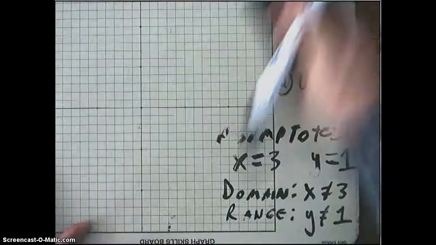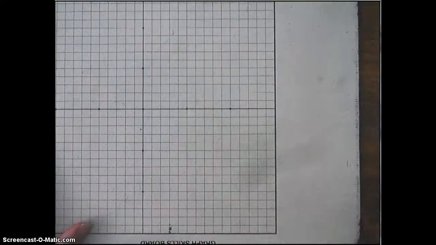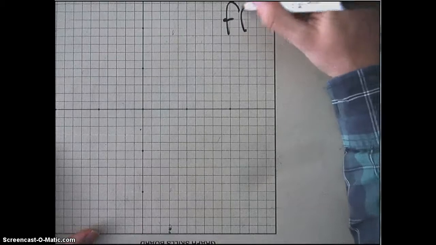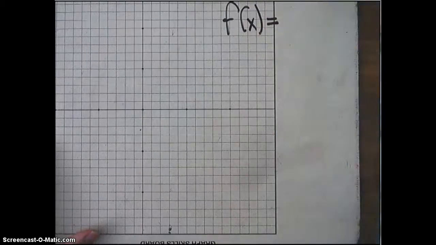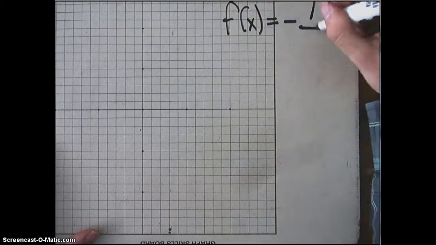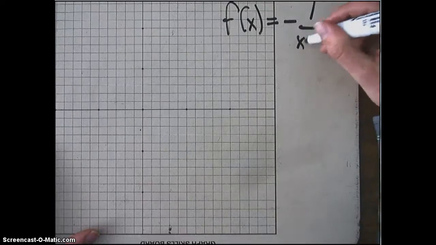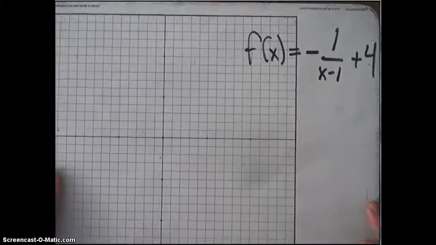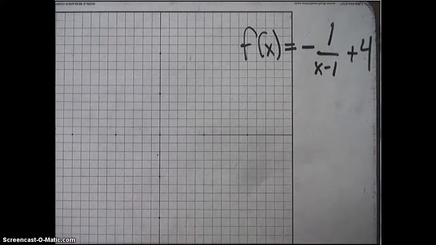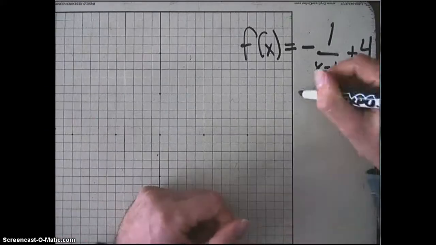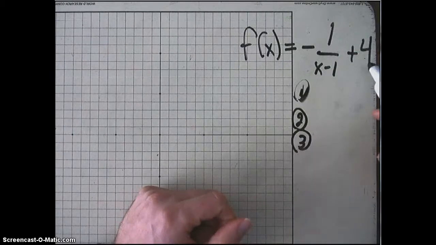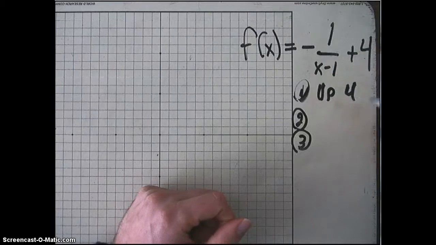Make up a whole new one. Let's make one like this. F of x equals negative 1 over x minus 1 plus 4. And the first thing I like to do is identify the transformations. And I see 3. 1, 2, 3. First I see a plus 4. And that tells me this thing goes up 4 units.